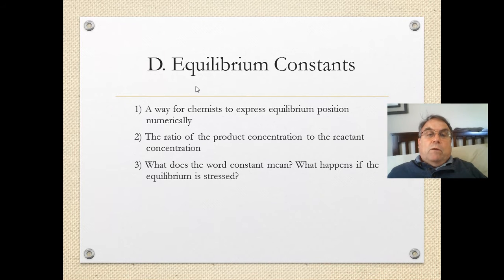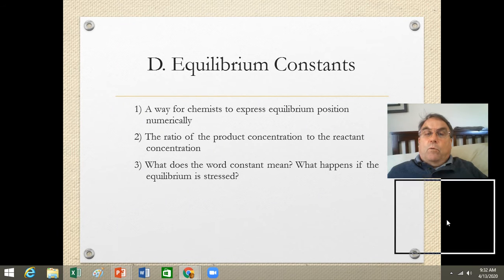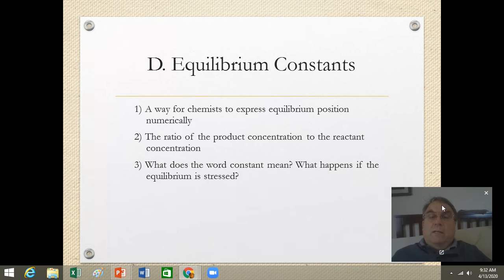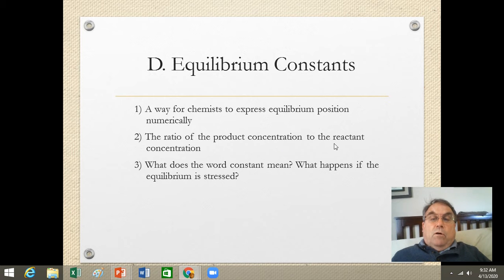Okay. So equilibrium constants are a way for chemists to express an equilibrium position numerically. Does it favor the reactants or products? And does it favor it a little or a lot? And then there's a numerical value for that. Okay. So an equilibrium constant is basically a ratio of the product concentration over the reactant concentration.